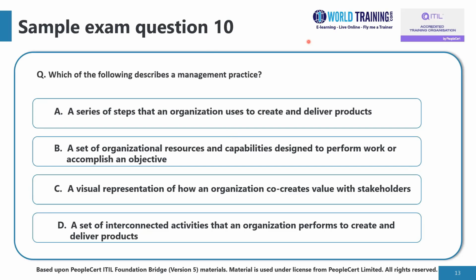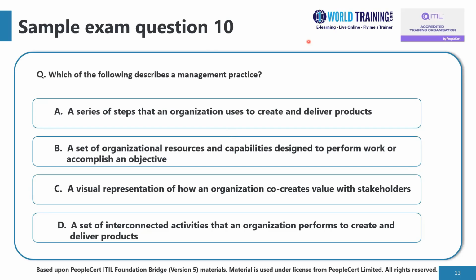So here, choice A, this is a value stream because a value stream is a series of steps that an organization uses to create and deliver products and services to a service consumer, thereby facilitating value. So this is incorrect. Choice B would be correct because management practice is in fact a set of organizational resources and capabilities designed and adopted for performing work or accomplishing an objective.